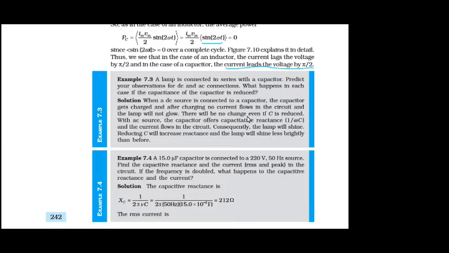There will be no charge even if C is reduced. So in that case, there will be no charge even if the C is reduced. This is about AC source. Now, this is about DC source. With AC source, the capacitor offers capacitive resistance of 1 upon omega C and the current flows in the circuit. Consequently, the lamp will shine. Reducing C will increase the resistance and the lamp will shine less bright than before.